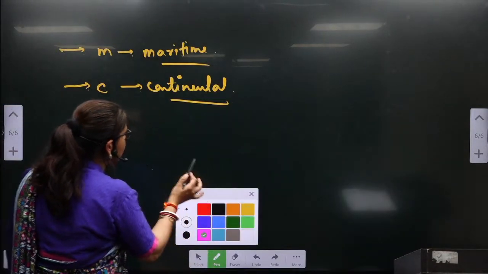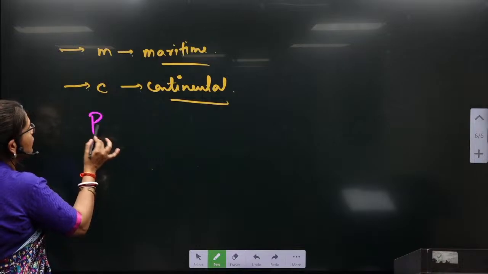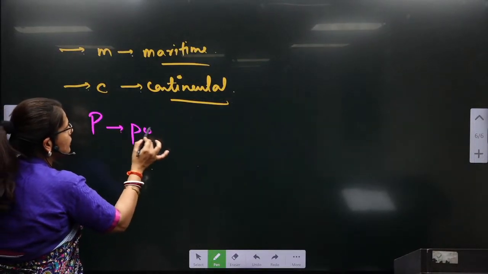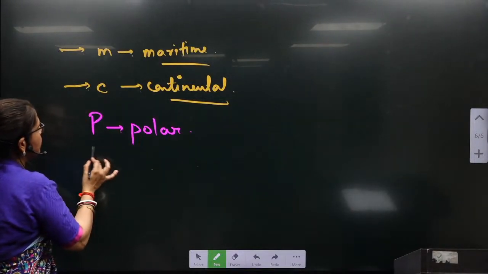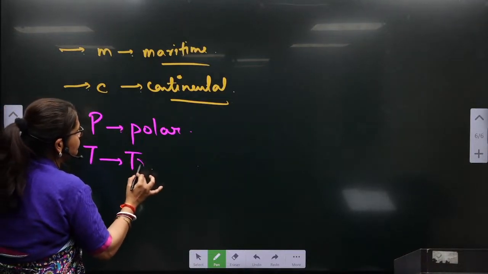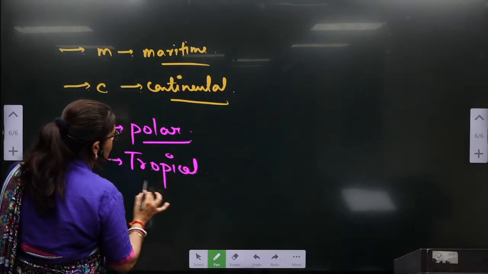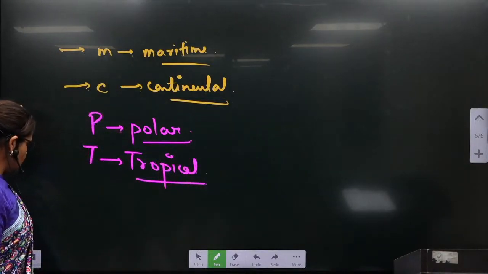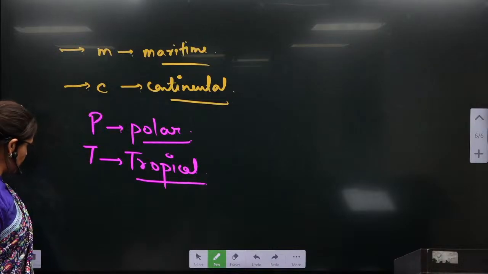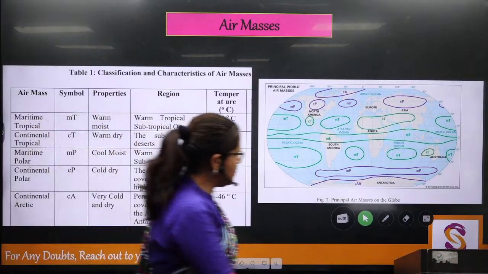Then it can be further designated as P, which would denote polar, or T, which is tropical. Okay, so this is the first level of segregation on the basis of which we have these air masses.